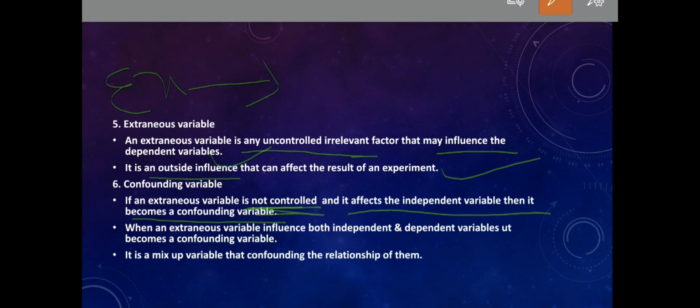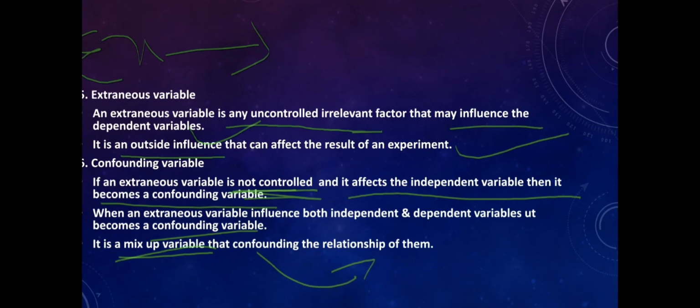When an extraneous variable influences both the independent and dependent variable, it becomes a confounding variable. It affects both the dependent and independent variable. It is a mix of variables that confound the relationship between them. Okay, remember this fact about confounding variables.